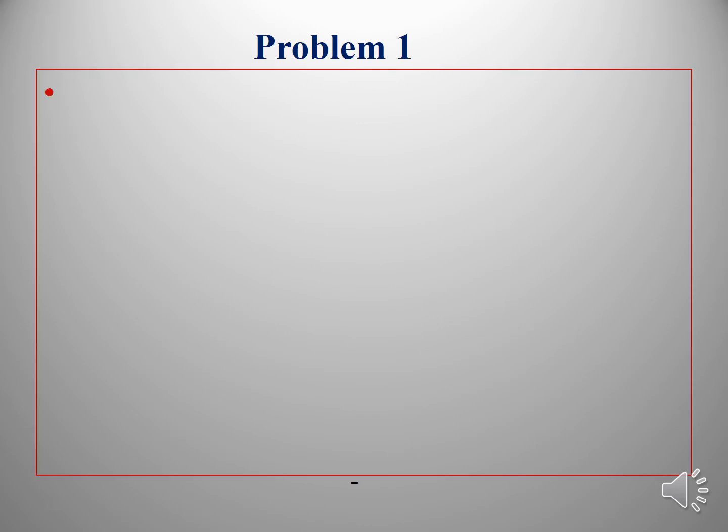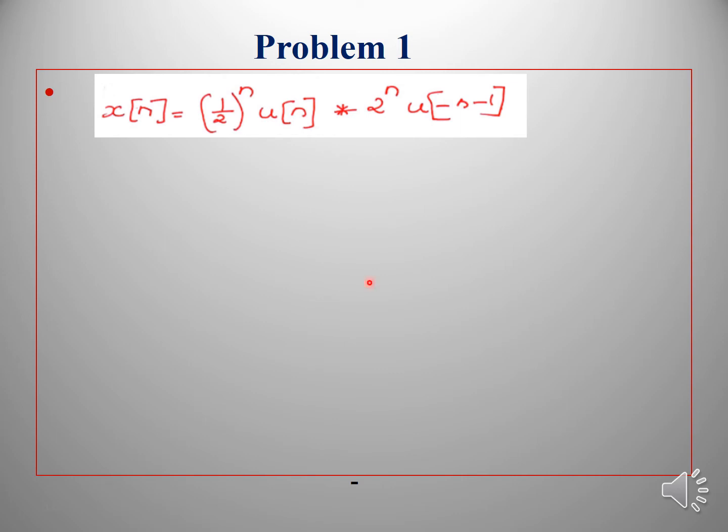Let us go on to the first problem on the properties of Z-transform. Given x of n is going to be equivalent to half power n u of n convolution 2 power n u of minus n minus 1. Let us try to determine what would be the resultant Z-transform.